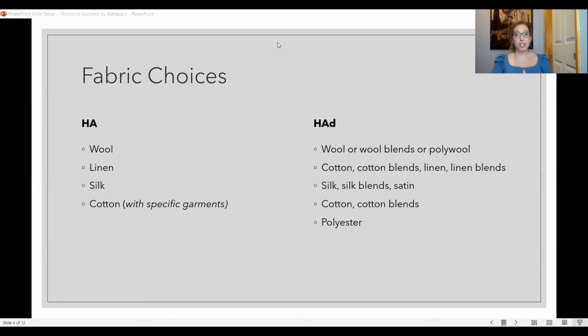Are there any other questions on fabric choices? Okay.